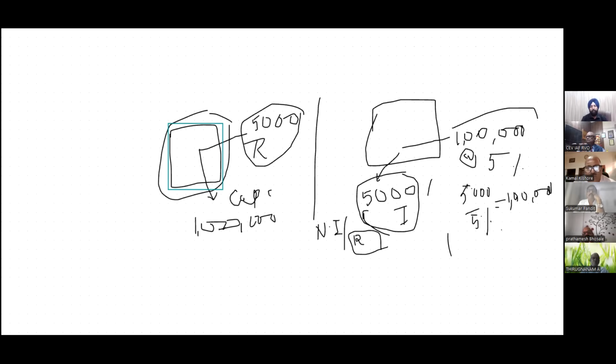How will you calculate that? You divide 5,000 by 5%. You divide income by the capitalization rate. Income here we are taking as net income, with R being the capitalization rate.